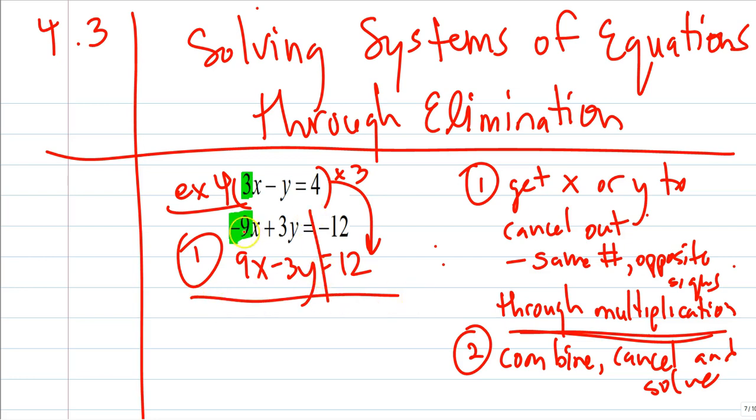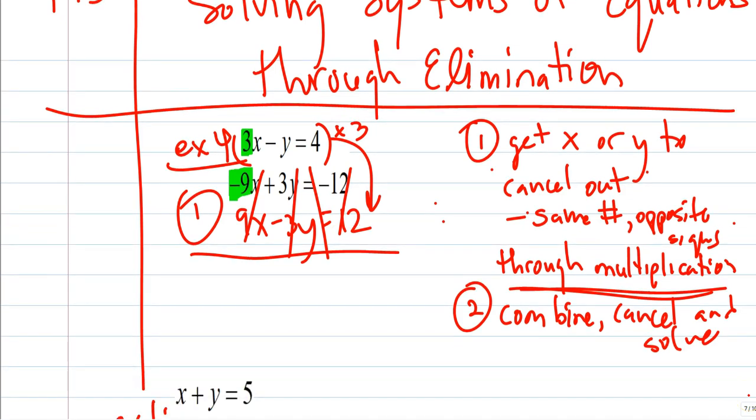These can combine. Negative 9x plus 9x cancels. 3y minus 3y cancels. And negative 12 plus 12 cancels. Okay, that's weird. What am I left with? Well, when they all cancel, I'm left with nothing. What mathematically stands for nothing? How about 0? On the right side, I'm left with 0.